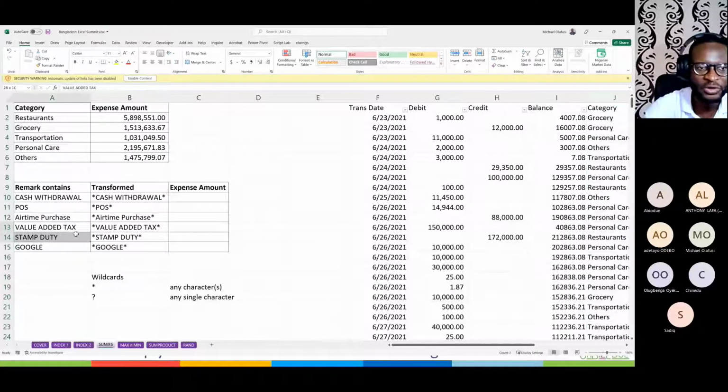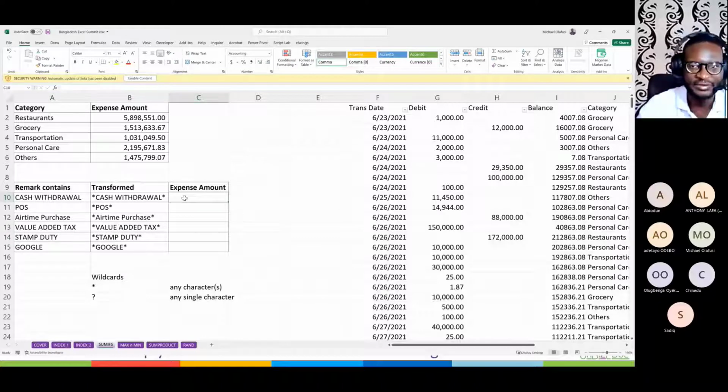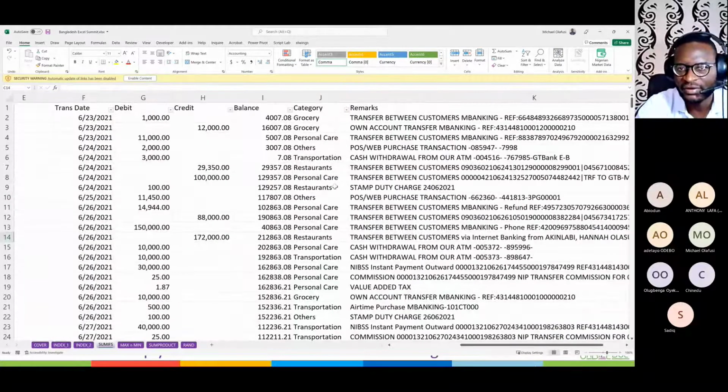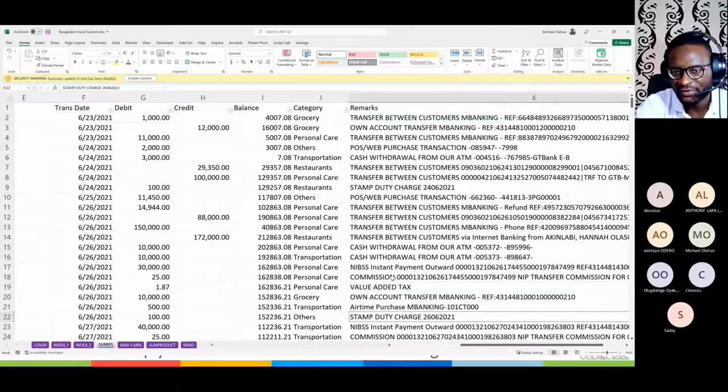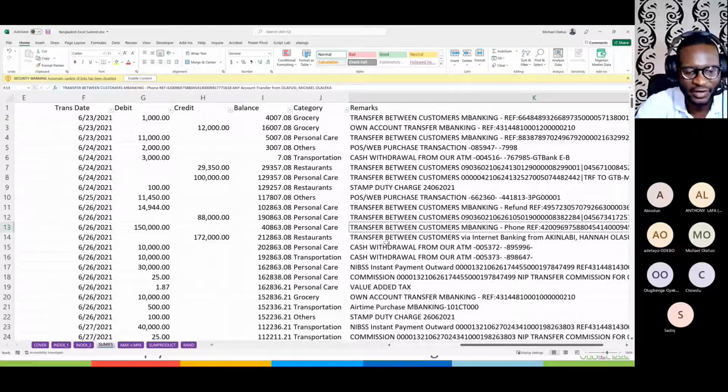I want to see how much total VAT we paid, how much total stamp duties. If you come here, in the description, you will see it in the remarks or description: VAT, stamp duty, cash withdrawal, transfer to. Like I was doing something for ICANN, and in their own case, they tell members to put their membership number in the description when they are transferring for payment.